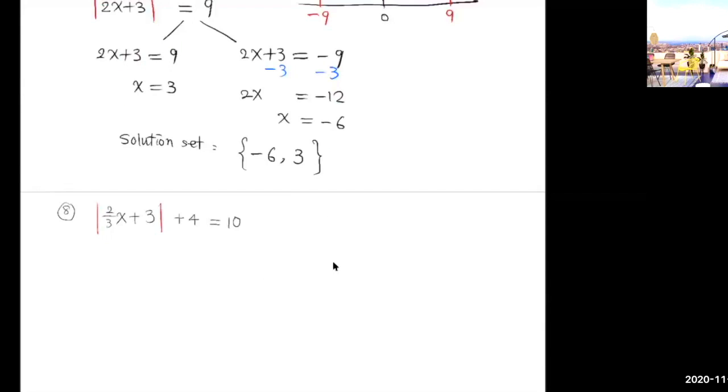All right, so number 8. Now this one over here, again, we need to isolate this absolute value. So how can I isolate this? It's like before, right? We need to subtract 4 on both sides.